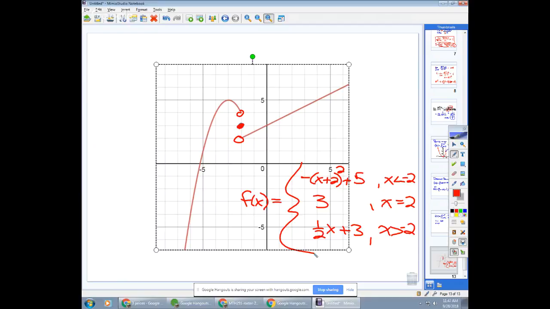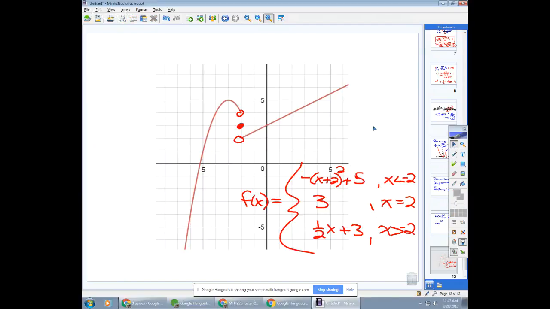So my question then for this, what is the limit as x approaches -2 of f of x? What do you think the answer is here? What's the limit? There's none. Sam says there's none, Daphne says there's none. 3. Got a 3. So here's the way we figure that out.